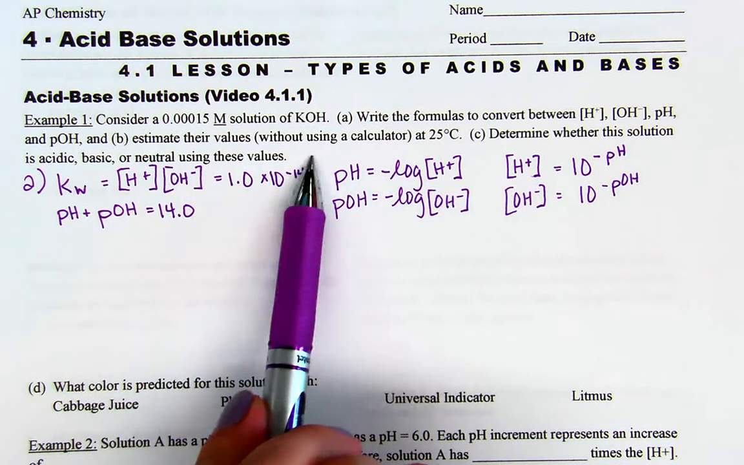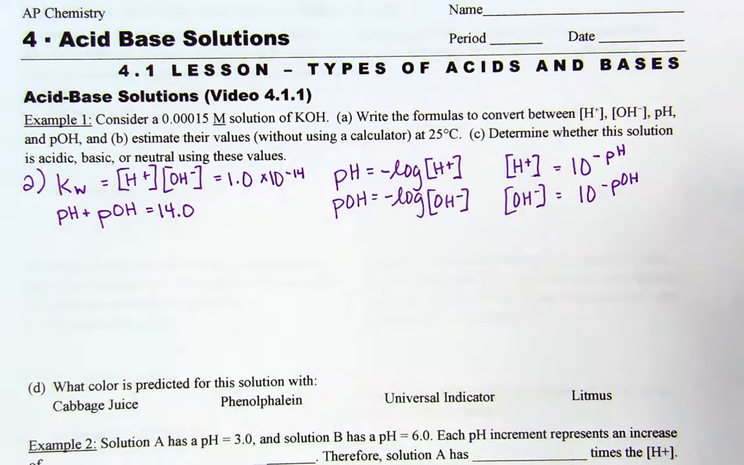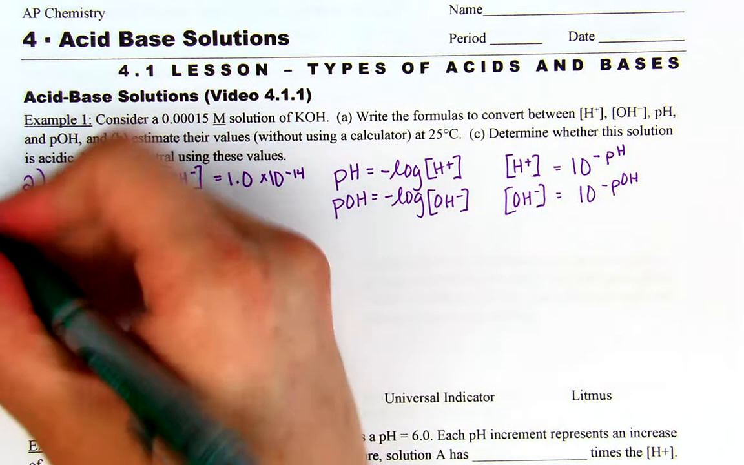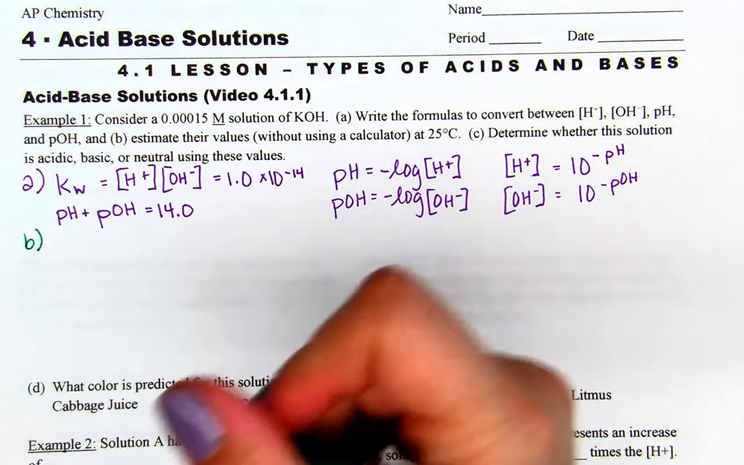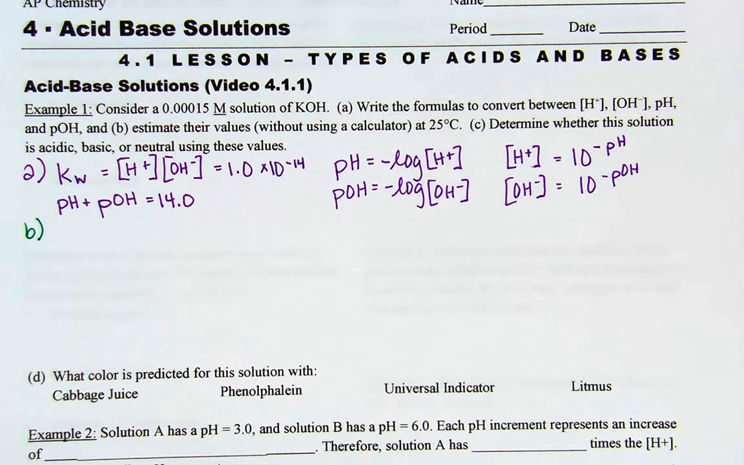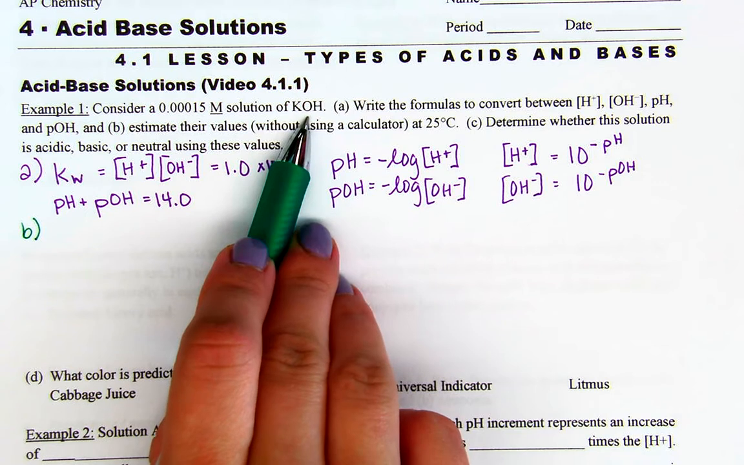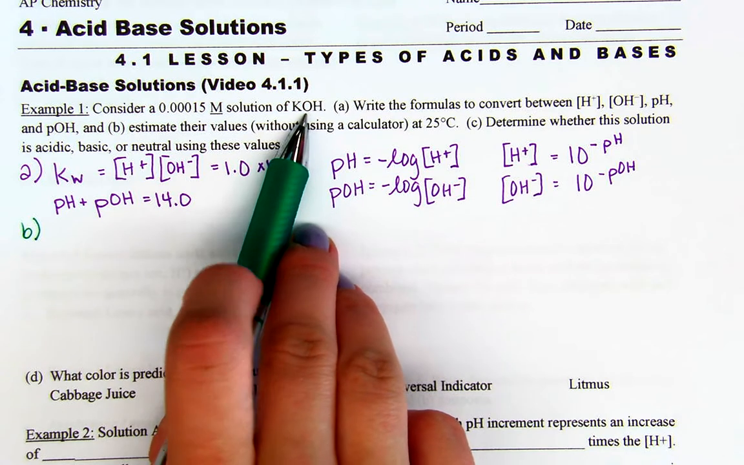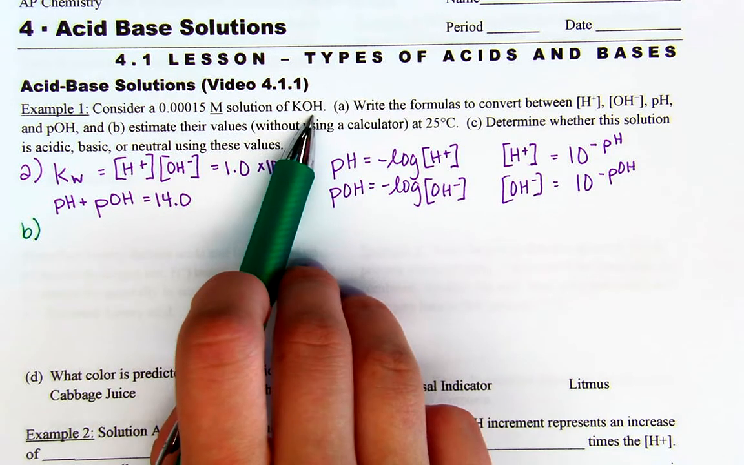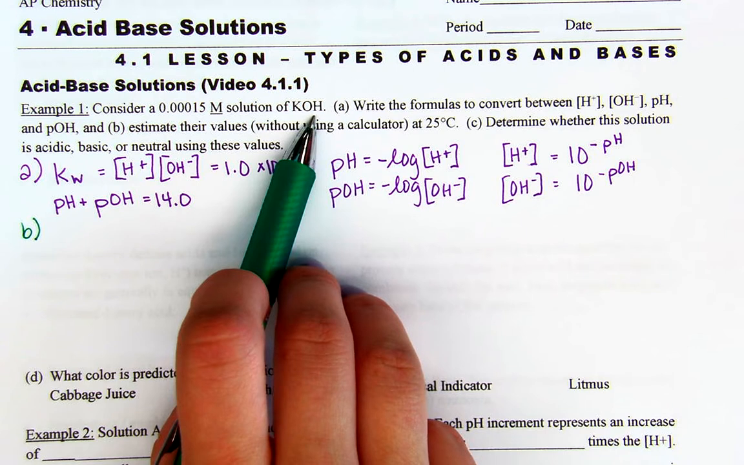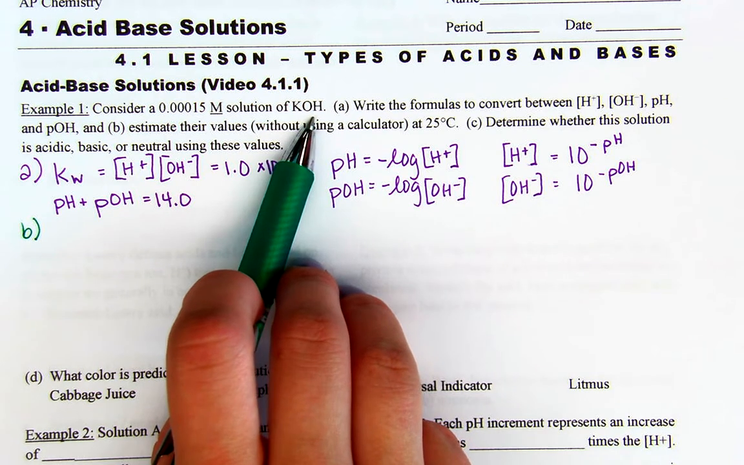Part B, estimate their values without using a calculator at 25 degrees Celsius. I'm going to switch colors just so we can keep this separate, because it's going to look kind of cramped here. So, estimating the values. So first I have a solution of potassium hydroxide. Now, just a side note really quick, make sure that you've memorized all of your strong acids and your strong bases. By this point, it's going to be really important that you're able to recall those very quickly.